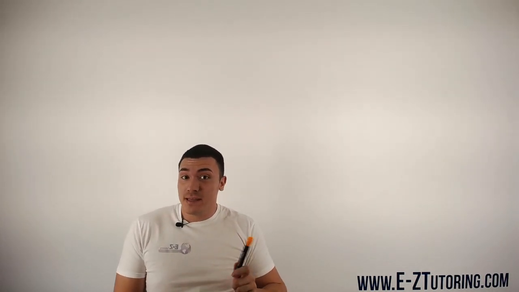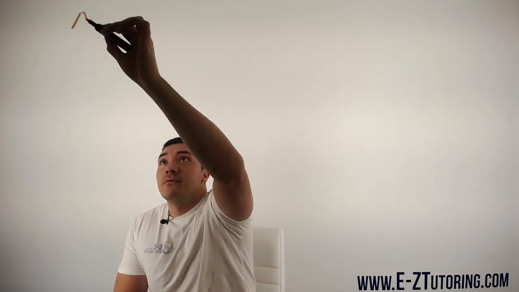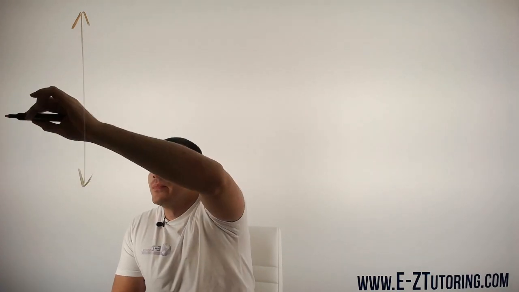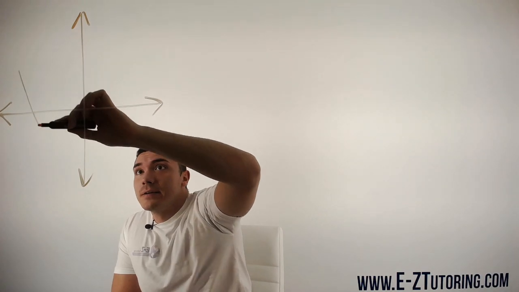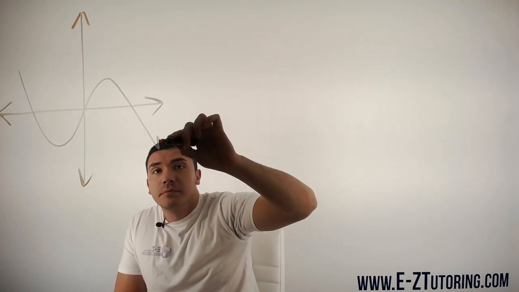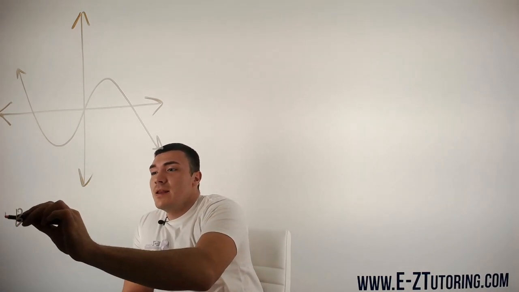Today we're going to cover how to determine the end behavior, whether a function is odd or even, and the number of zeros. So let's start off with our first function that looks like so. So let's first start off with the end behavior.